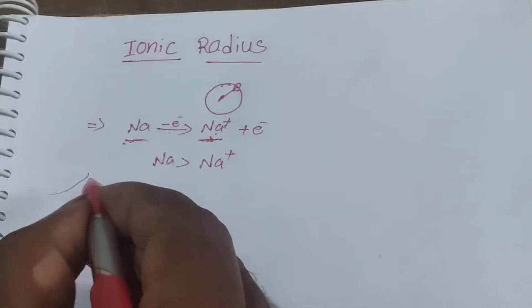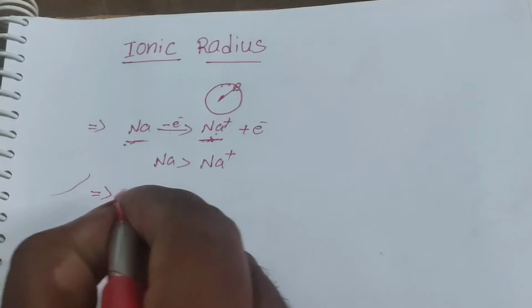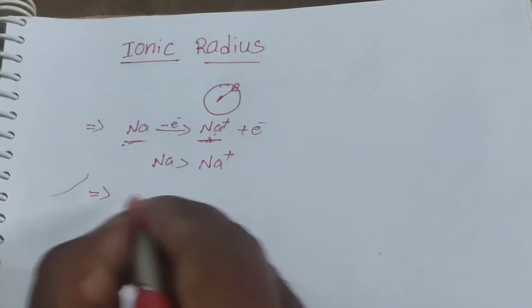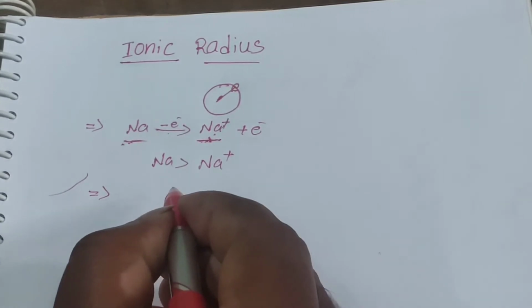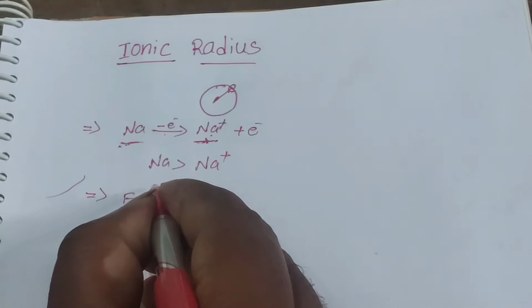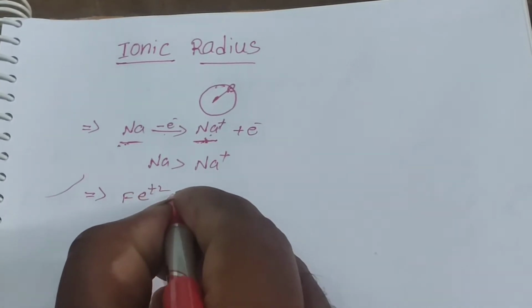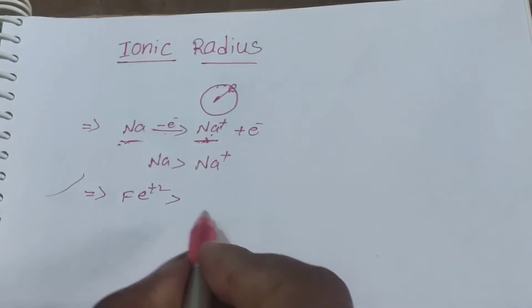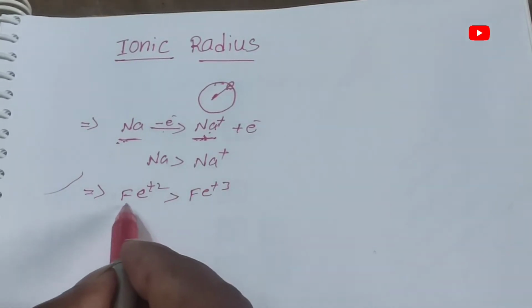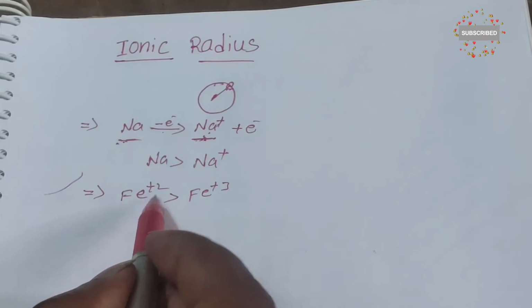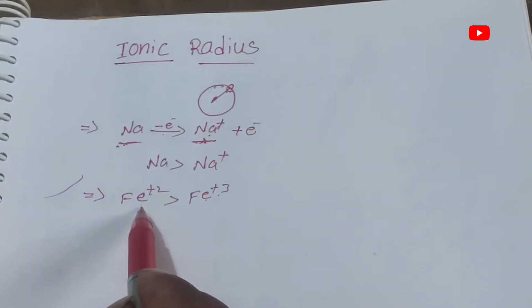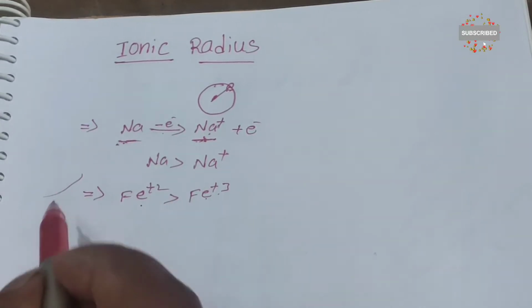Among the cations, as the positive charge increases, the ionic radius decreases. For example, Fe plus 2 is greater than Fe plus 3. Fe plus 2 means it has lost 2 electrons, and plus 3 means it has lost 3 electrons. So Fe plus 2 is greater than Fe plus 3.